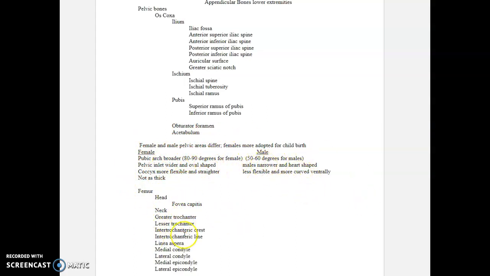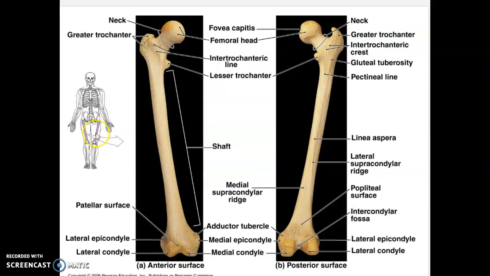Here's a quick summary of it. So the next thing we want to look at is the femur, which we've kind of mentioned, the head and the greater and lesser trochanter. We'll look at those again briefly and then talk about the rest of these features. So again, looking at our femur, that large, long upper leg bone, we see the whole thing.